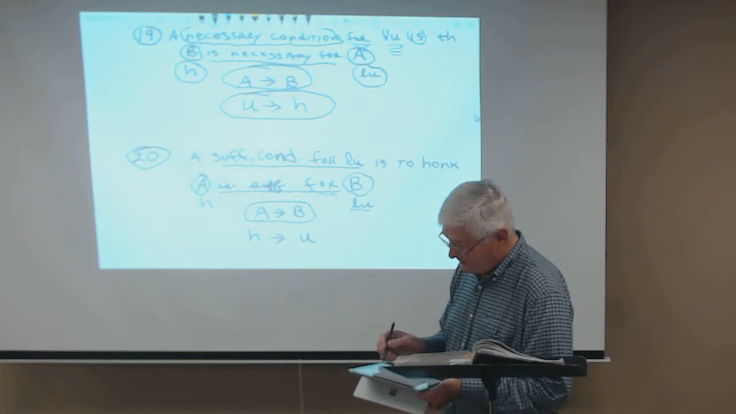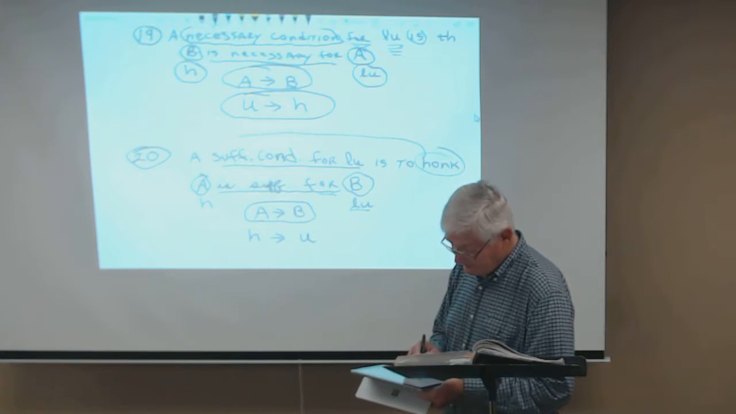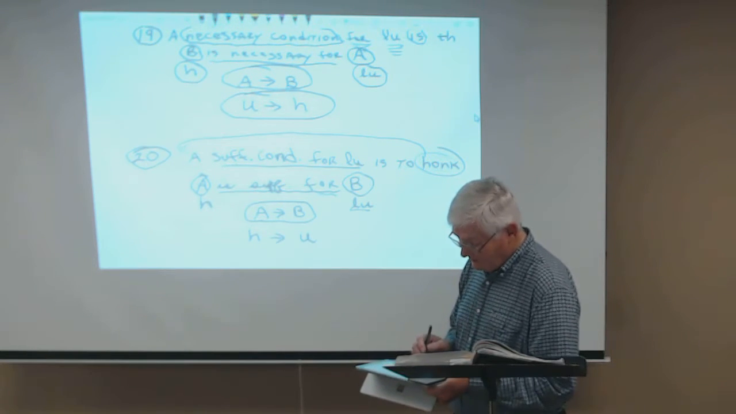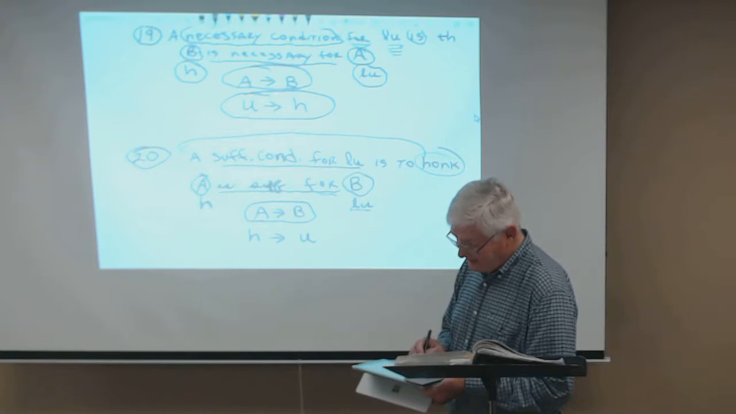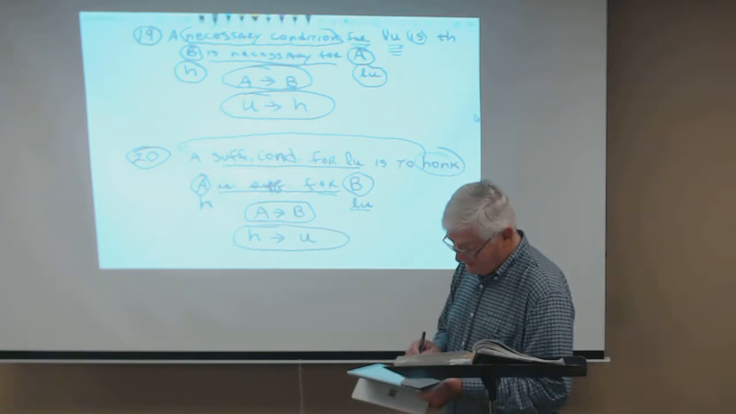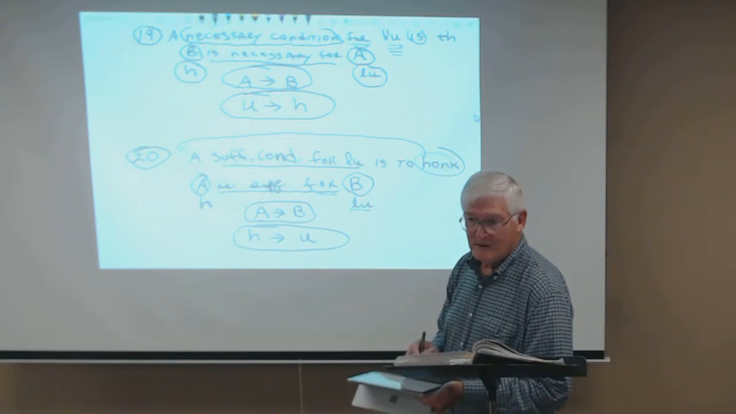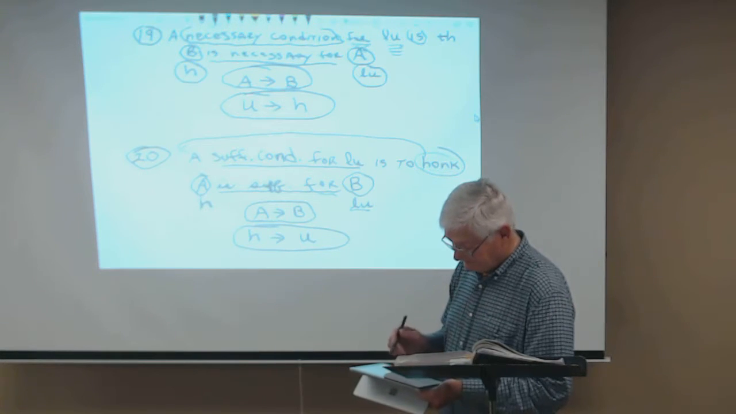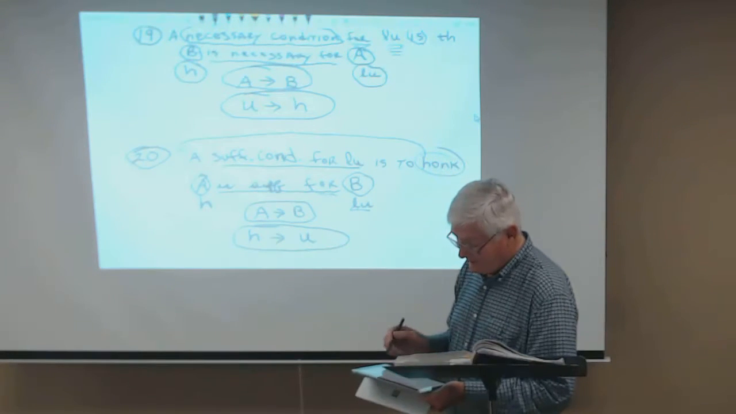What is a sufficient condition for loving ultimate? Honking is a sufficient condition for loving ultimate. So if A is sufficient for B is translated if A then B, then it would be if H then U. Okay? And that says if you honk then you love ultimate.